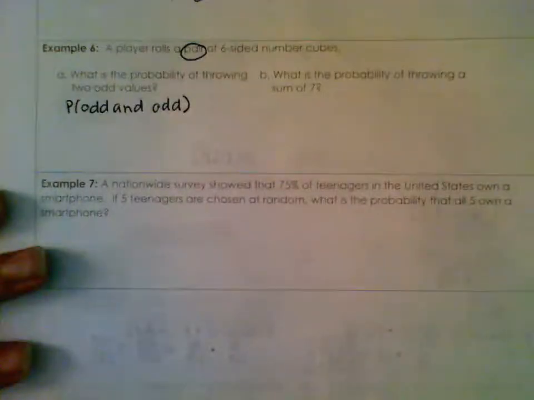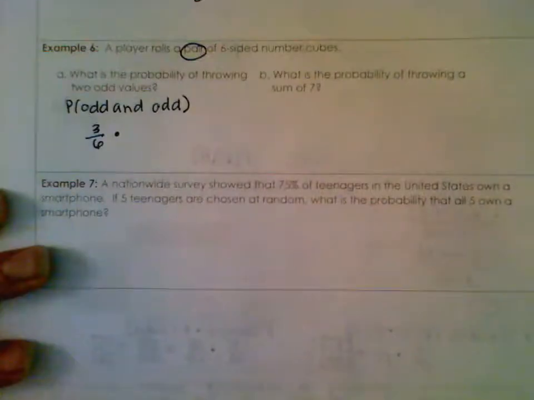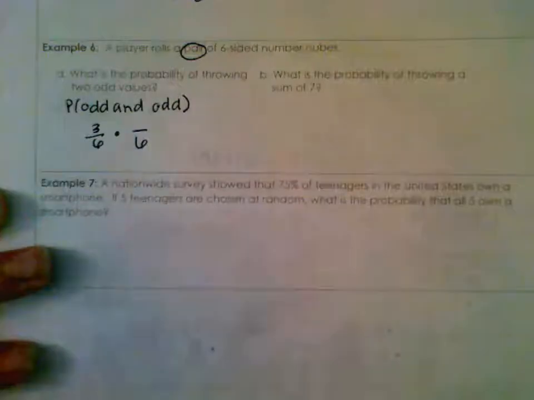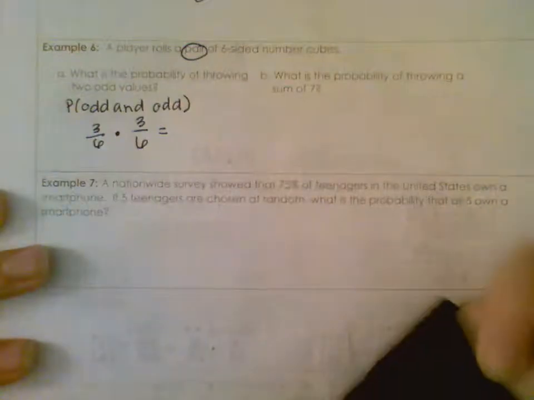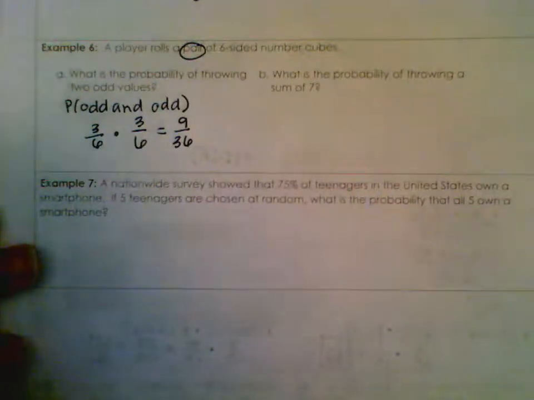For our first odd, how many odd numbers are there on a number cube? There are 3 out of 6 times. Now with our second dice, is the second dice going to be affected by the first? No, it's not. So we're still going to have 6 sides total, and there are only 3 odd. So 3 out of 6 times 3 out of 6, that's 9 out of 36, which reduces to 1/4.